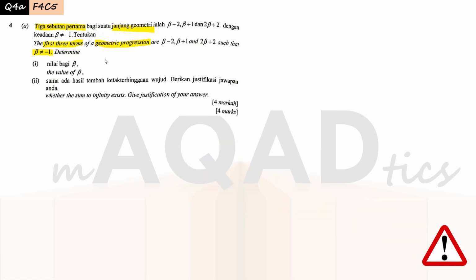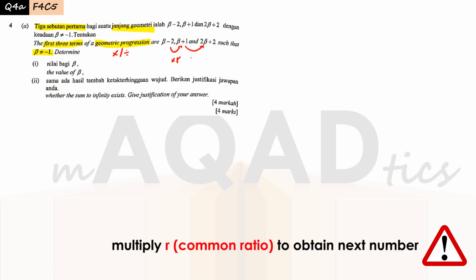To find this, we need to recall the main characteristic of a geometric progression, which is that to go from one number to the next, we need to multiply or divide by a value. For example here, if you want to grow from beta minus 2 to beta plus 1 and then go to 2 beta plus 2, we always need to multiply by the same value, which is known as the common ratio, or R. R is the common ratio that we see all the time.